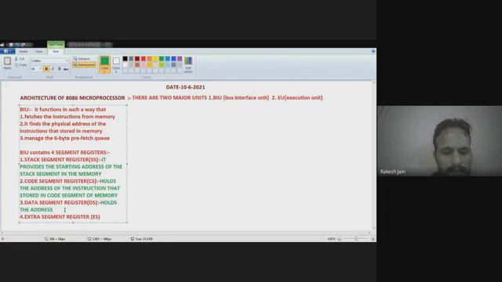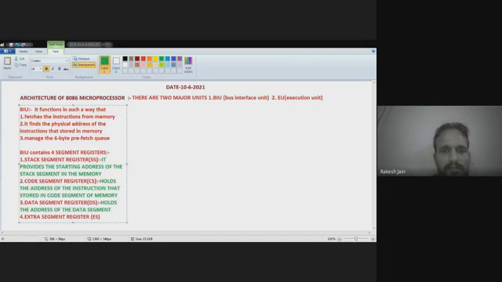The data segment register holds the address of the data segment. The data segment stores data in the memory whose address is present in this 16-bit register, simply. Now the next one is the extra segment register.